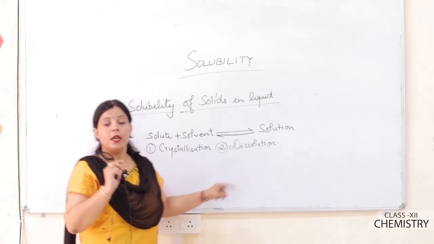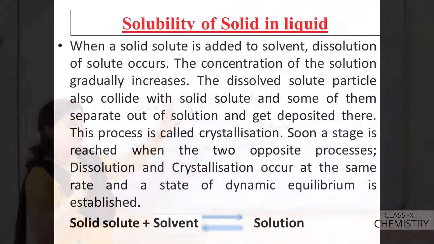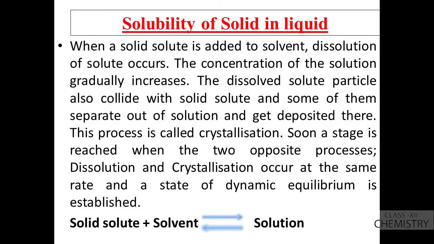So, students, now I have given you solubility of solid in liquid. When a solid solute is added to a solvent, dissolution of the solute occurs. The concentration of the solution gradually increases. The dissolved solute particles also collide with the solid solute, and some of them separate out of the solution and get deposited there. This process is called crystallization.